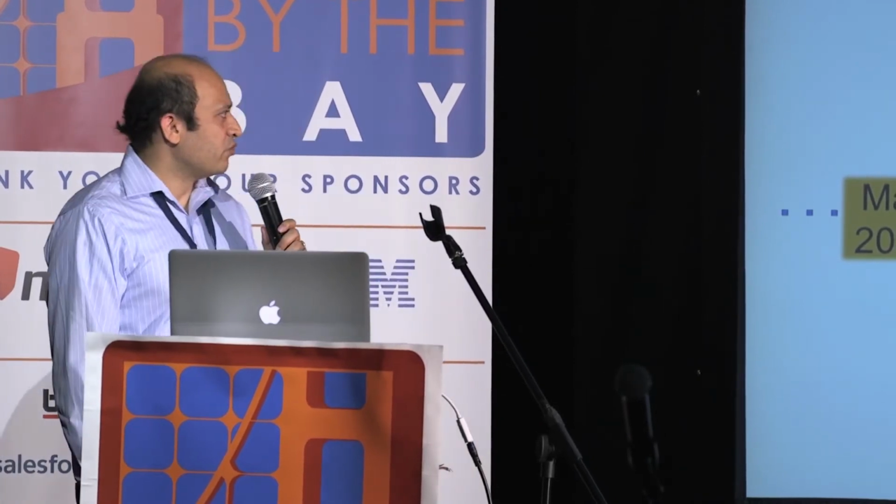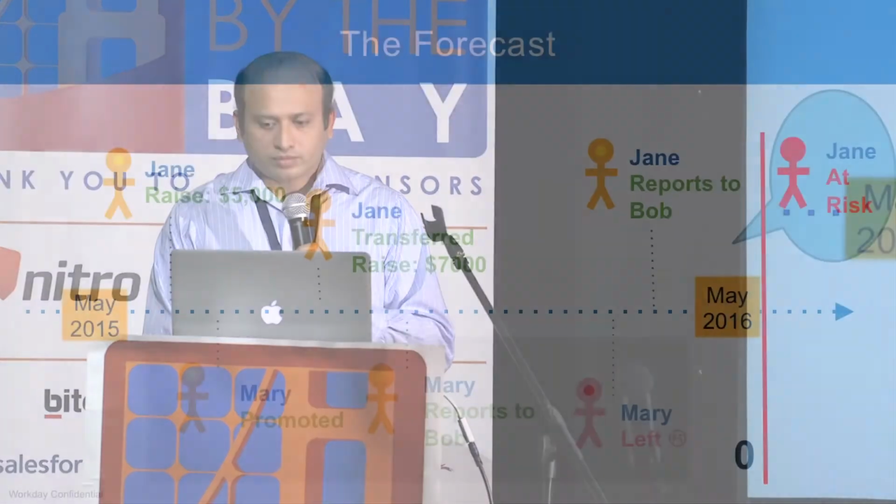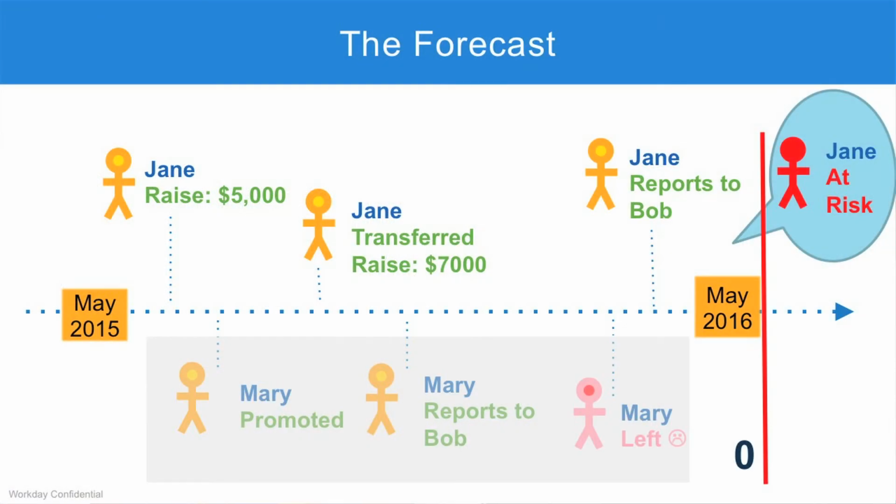All right. And by the way, this is very similar to autoregressive time series models. And when we extract features for Jen, sure enough, now the feature takes value 1 for Jen because she now reports to Bob. And hopefully our model is going to predict that Jen is at risk.